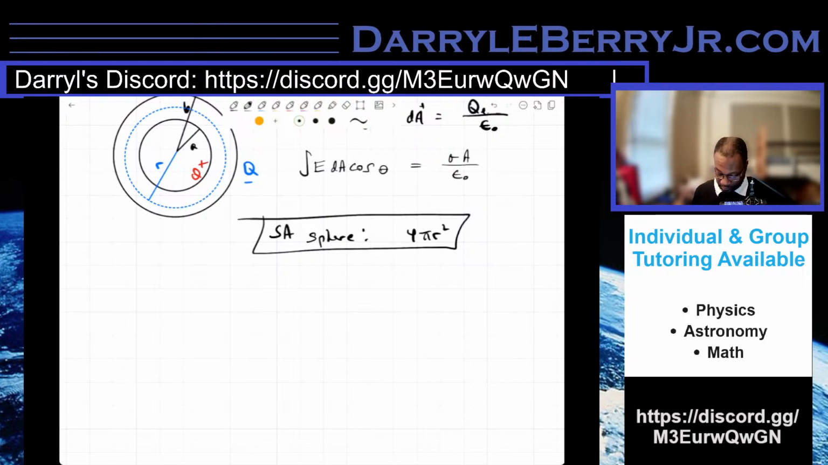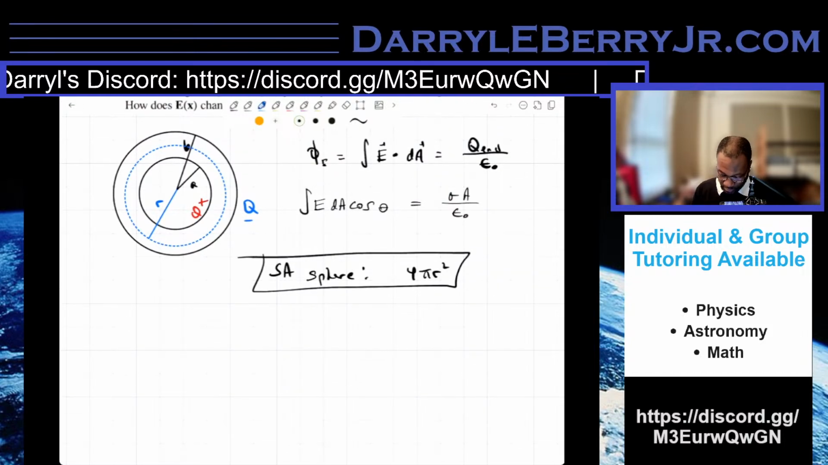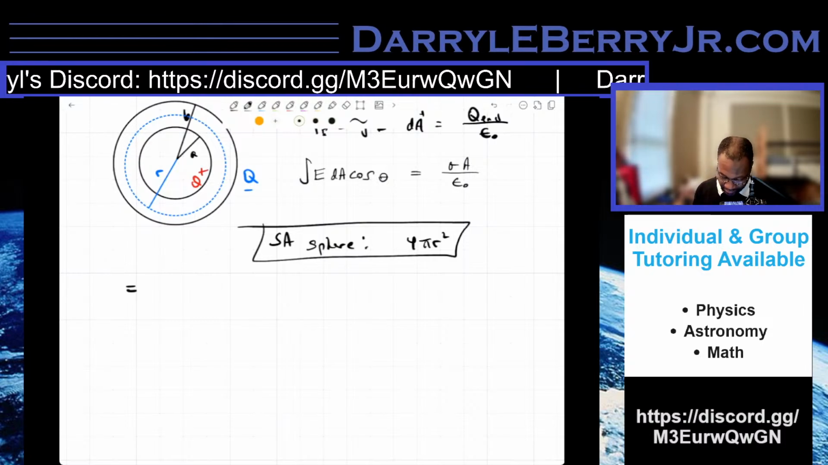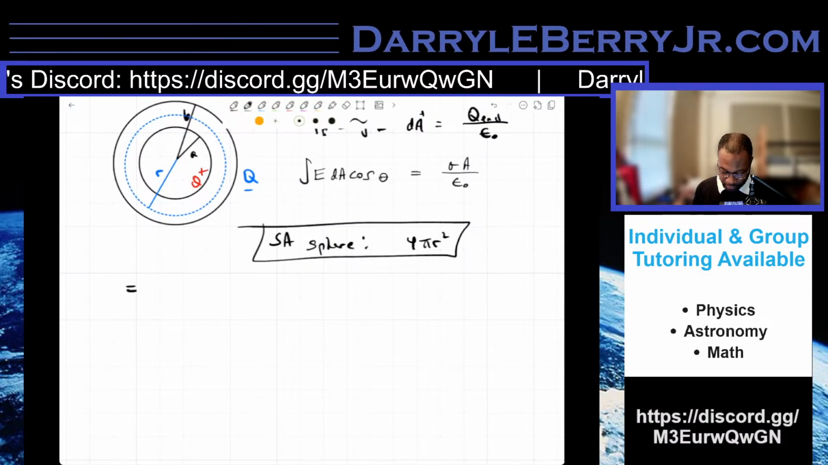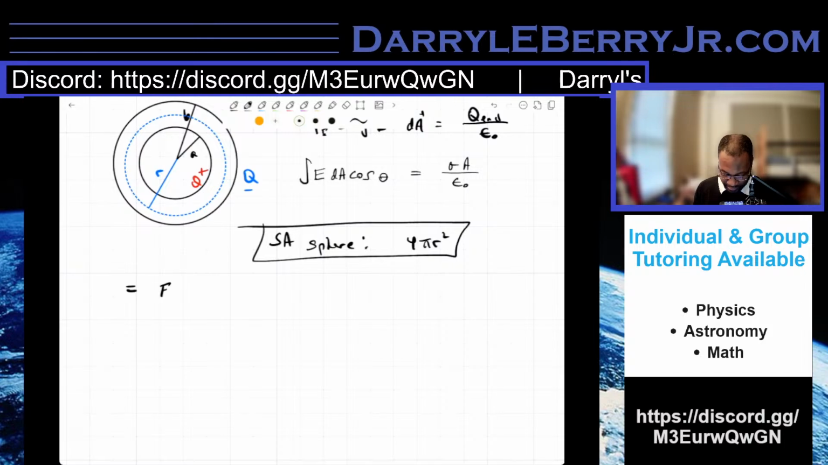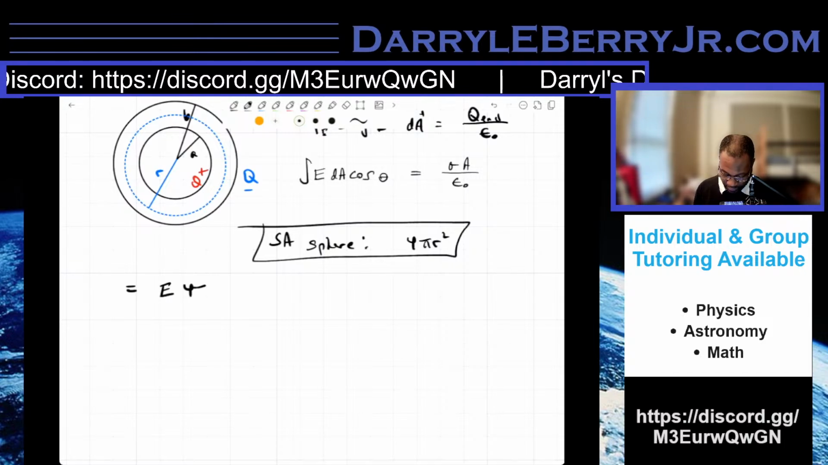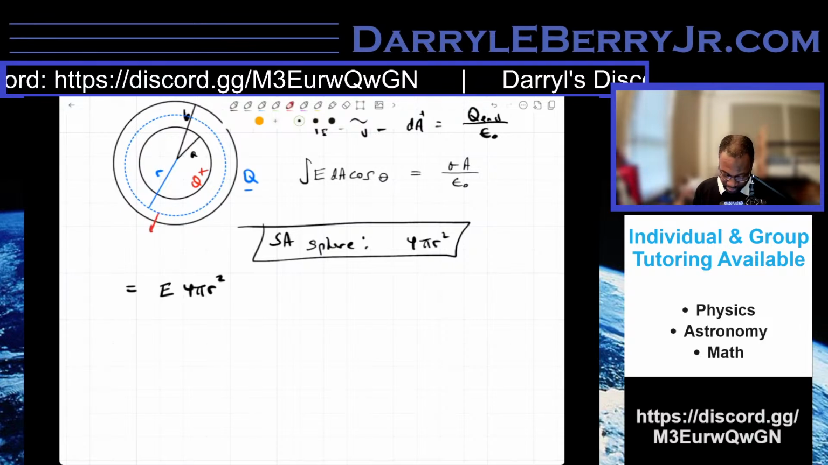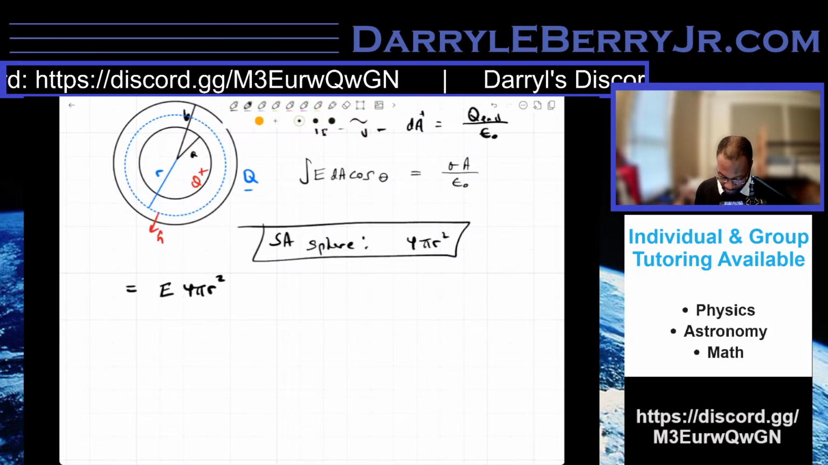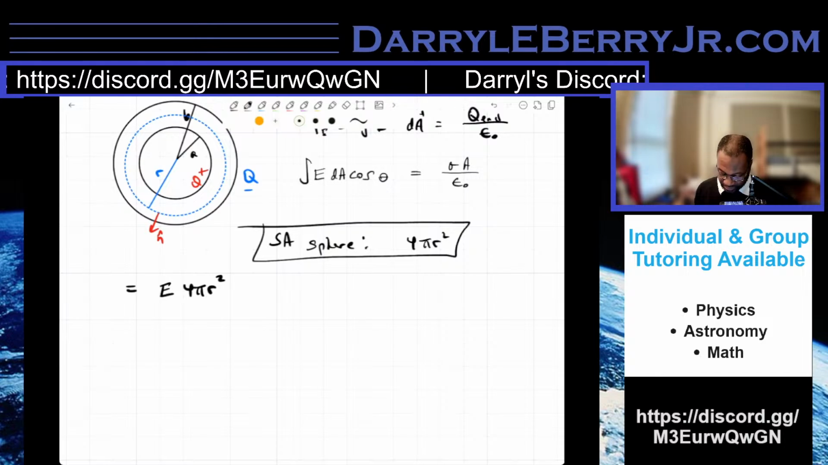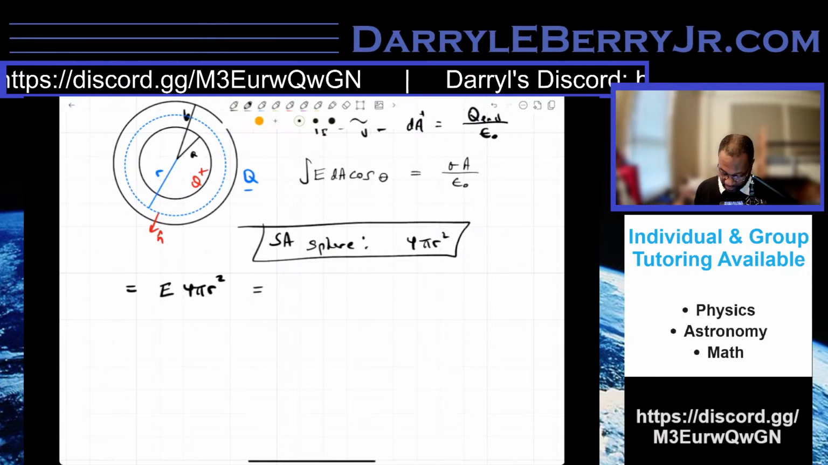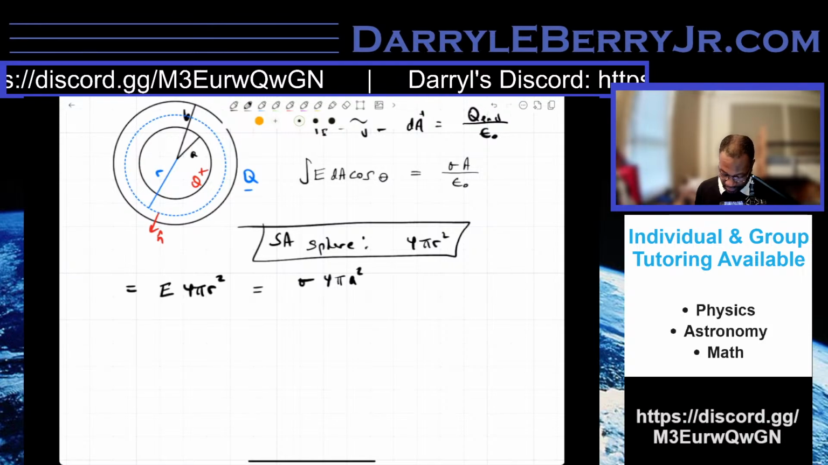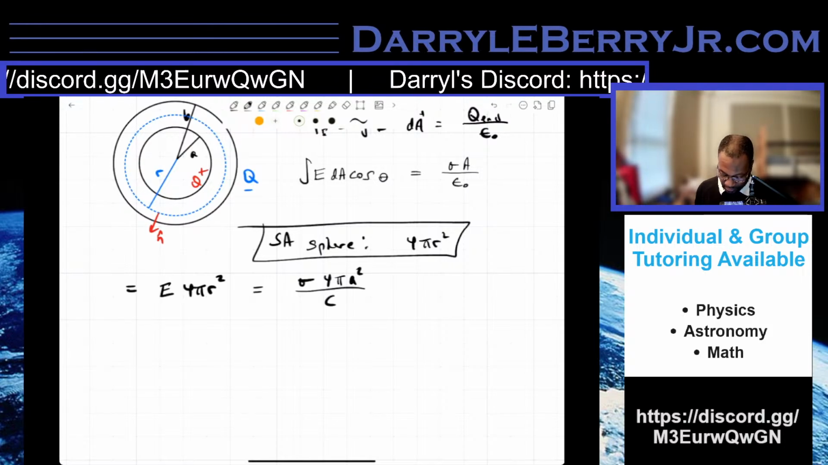So that means that the electric field at the blue radius r, that'll be E 4 pi r squared. The normal at that point is coming straight out, so that's going to be cosine of 0, which is 1. And that's going to equal sigma 4 pi a squared, which is where the charge ends, over epsilon naught.